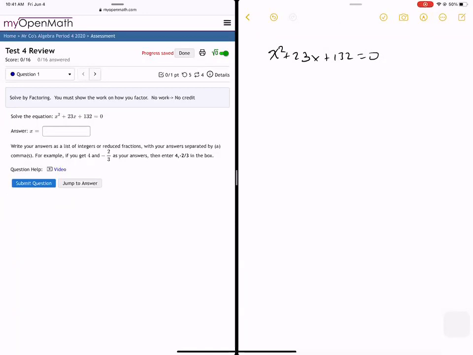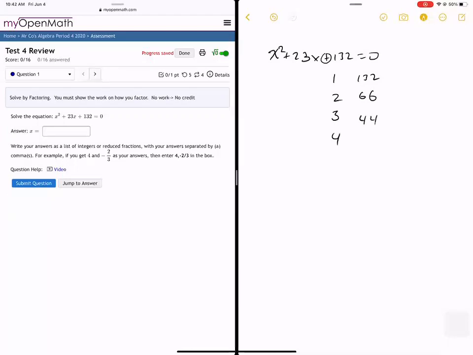Now, the way I ask you to show the work is to write down the multiples of the C value. This is a level 1 problem. Just the main 1 through 16. So 1 times 132. Do these add up to 23? No. How about 2 and 66? No. 3 goes into 132, 4 times with a remainder of 4, so 44.